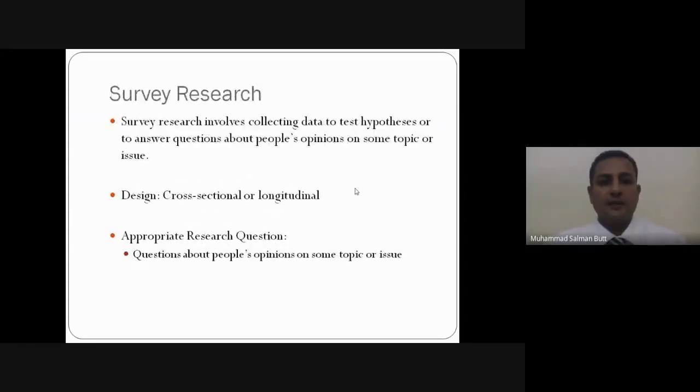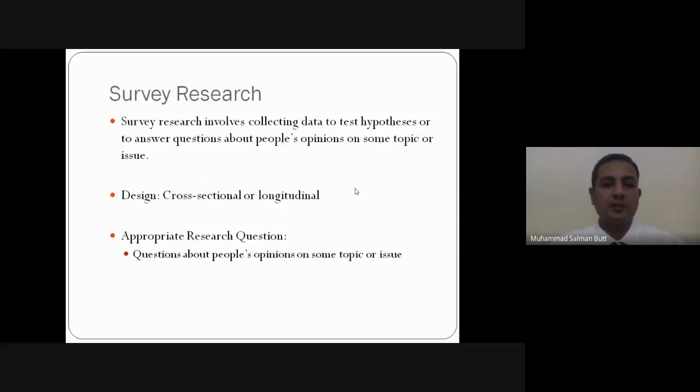First, we will start with the definition of survey research. Survey research involves collecting data to test hypotheses or to answer questions about people's opinion on some topics or issues. As you know, the basic core of any research is that there has to be a hypothesis, there has to be a research question. So your research question will define what kind of research design you're going to opt for. If you're going to study the opinion of people, or you have a topic related to current issues and you want to collect the opinion of the people about that issue, then the research design will be survey research.